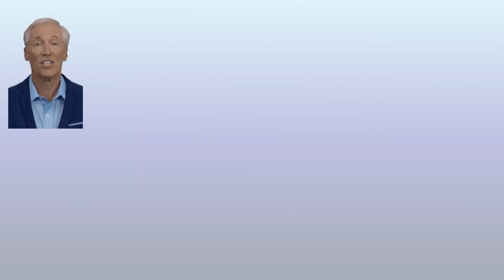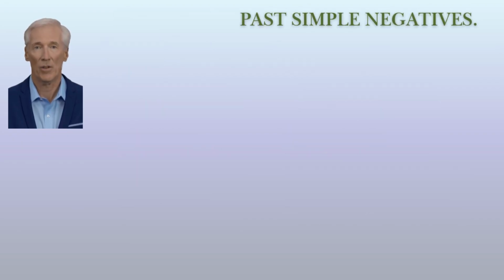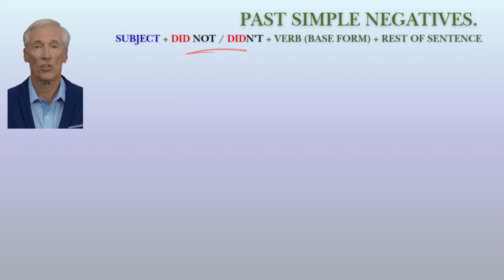Now, let's see how to express what did not happen. This means looking at the past simple negative. We use the auxiliary verb did not, or the common contraction didn't, followed by the base form of the main verb. The main verb is never put into the past simple. The use of didn't, or did not, ensures the base form of the main verb is used. Structure: subject, did not or didn't, plus base form of the verb, plus rest of sentence.